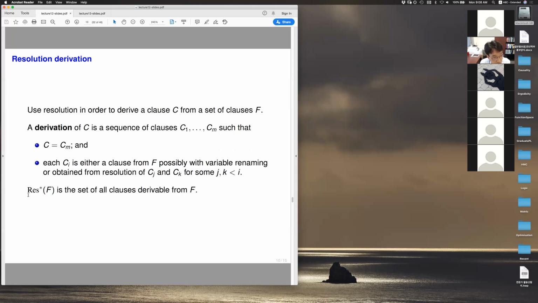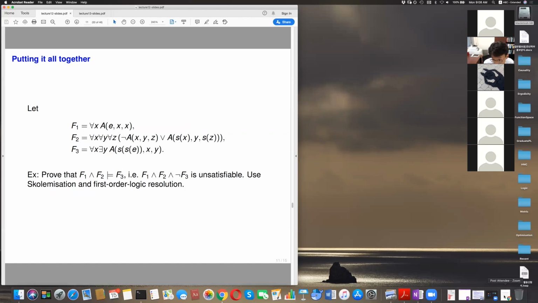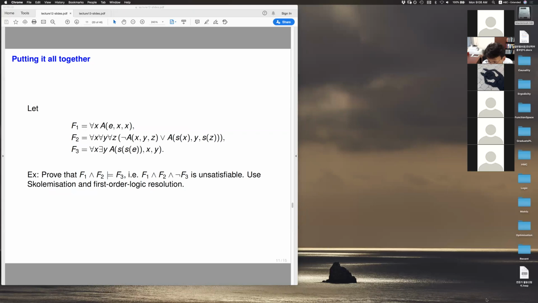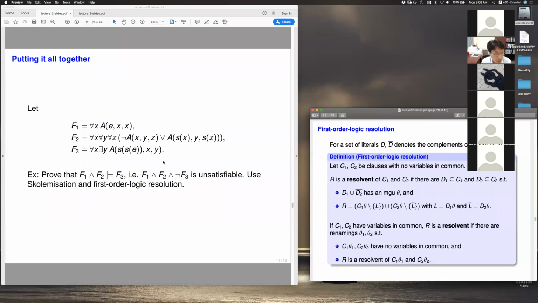And then we write the notation res star F to mean the set of all the clauses derivable from F. So here's an example that I wanted to solve, okay? Here's a big example I wanted to solve.